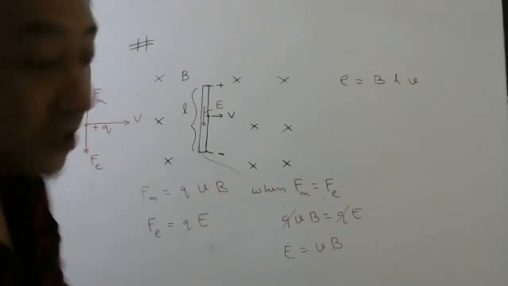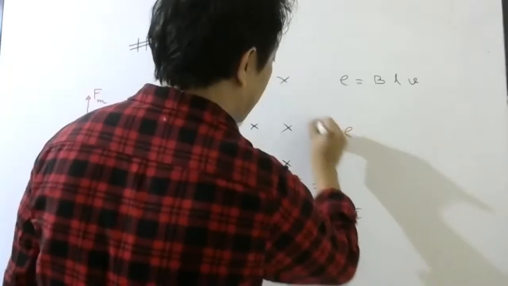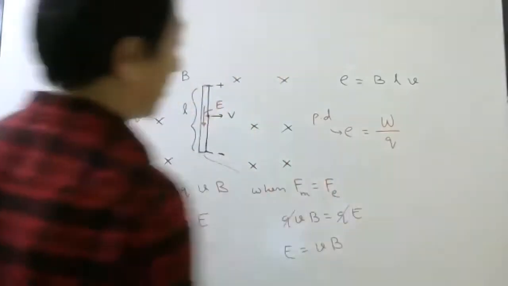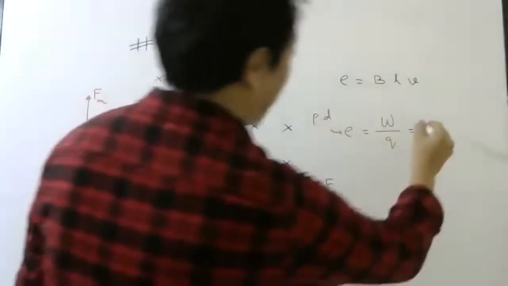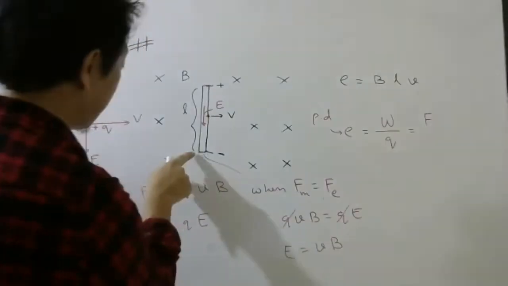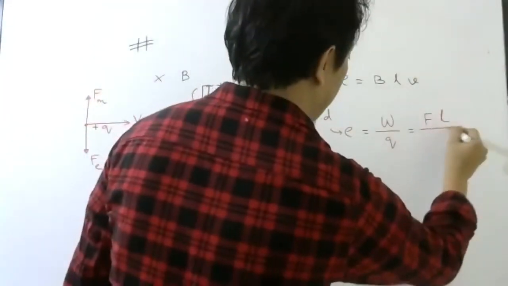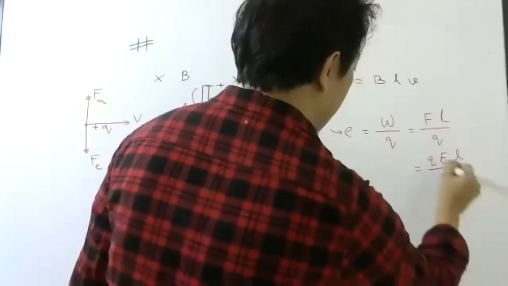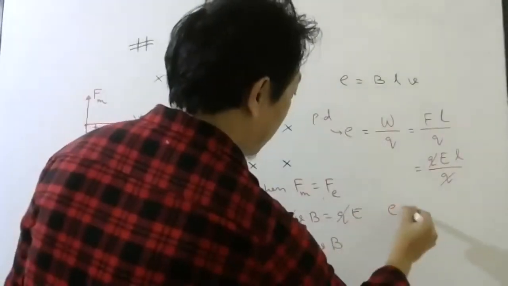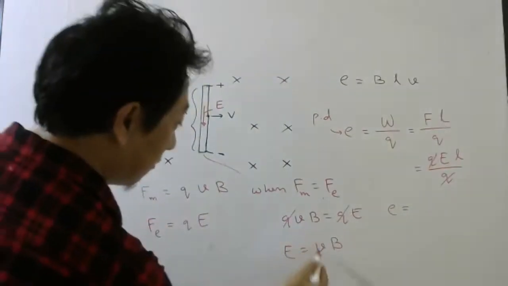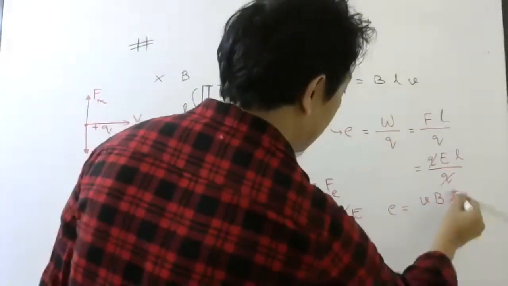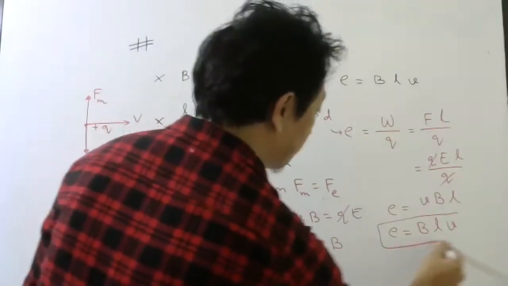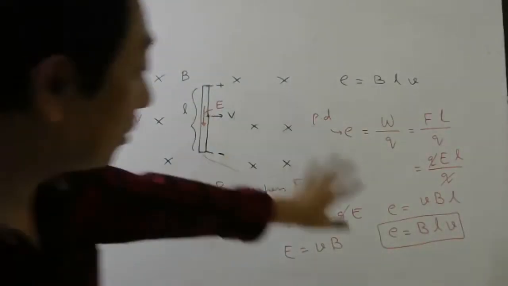So when there is potential difference, that EMF you can call the potential difference. That will be equal to work done per unit charge, work done by the electric field, remember. So force into displacement from here to here, L, by q. And that force is qE. q cancels. So the EMF will be equal to EL. What is E? VB. So you can write VB into L. Finally, if you rearrange, you will get the same formula, BLV. So this is another way to derive the same formula.